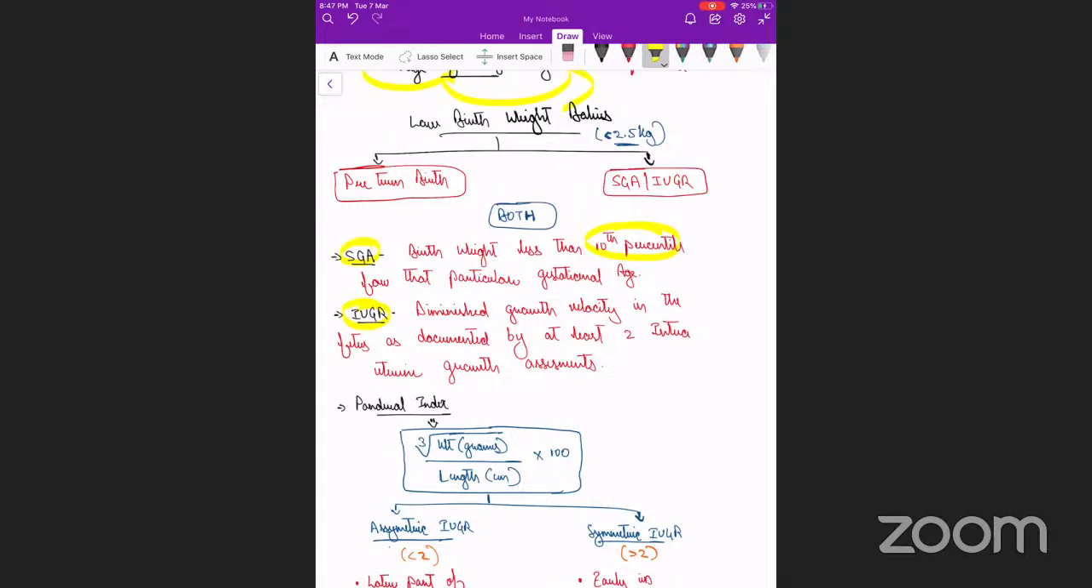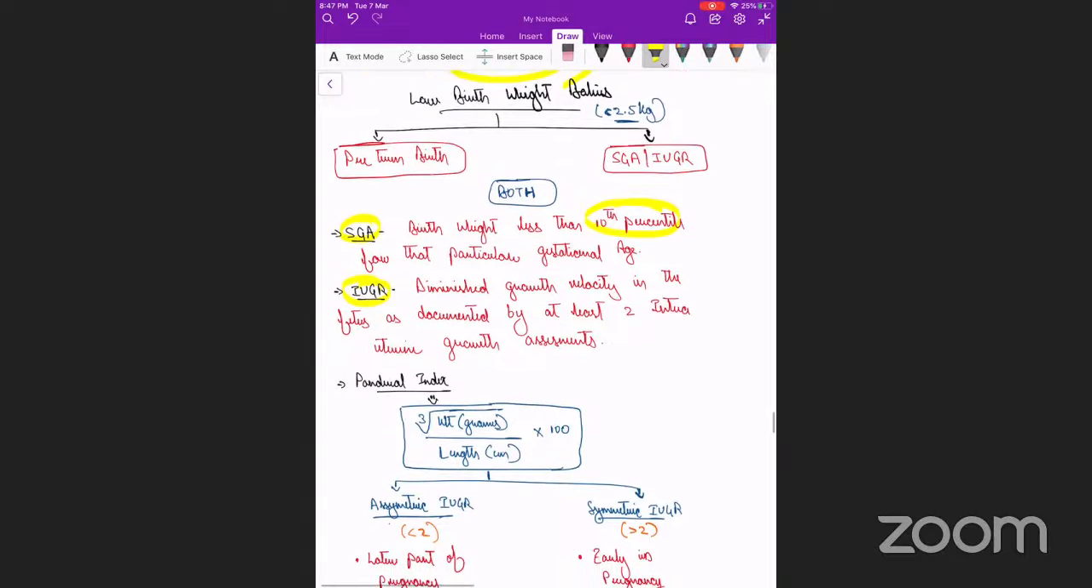Over there, on doing that, if we get to know that there is diminished growth velocity in the fetus, how is it documented? It is documented by at least 2 intrauterine growth assessments. So when we do a growth scan, if we see that the growth velocity of the fetus is lesser as compared to normal babies at that particular gestational age, and this is seen in 2 consecutive growth assessments, then we call it IUGR.